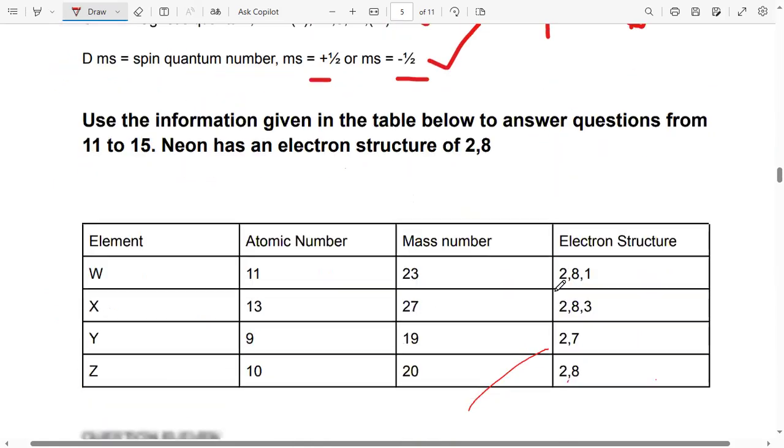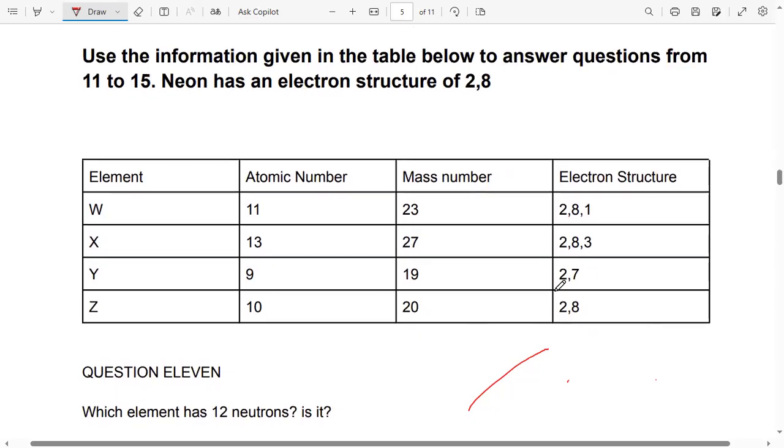Right, no question, I'll move on. So we now have this table here, which we shall use to answer questions 11 to 15. They're saying use the information given in the table below to answer questions 11 to 15. And then they're saying neon has an electron structure of 2,8. So in the first shell, we have 2 electrons, and in the second one, we have 8 electrons.